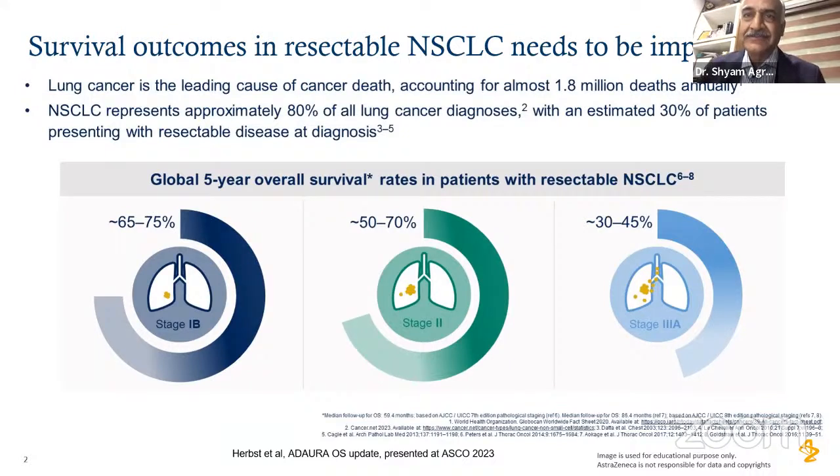The topic is reinventing the adjuvant therapy in EGFR mutated NSCLC. If we see the survival outcome in resectable non-small cell lung cancer, it is very dismal if surgery alone was done. In stage 1B patients, 65 to 70% have 5-year overall survival. Stage 2, 50 to 70%. And further down, if the patient has gone into stage 3 and is operated, it is 30 to 45%.